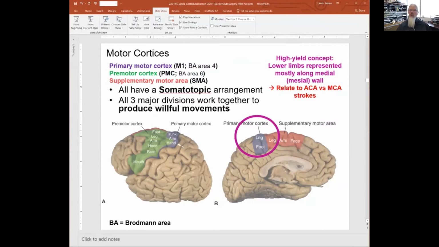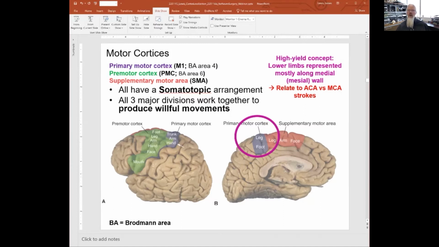Then we have a premotor cortex, which also has roughly a somatotopic map: foot, leg, hand, arm, face, mouth. And then on the superior frontal gyrus, supplementary motor areas, we have leg, arm, face, another somatotopic map. And this is important to relate to if you have, for instance, a stroke that were to take out the ACA, the anterior cerebral artery.